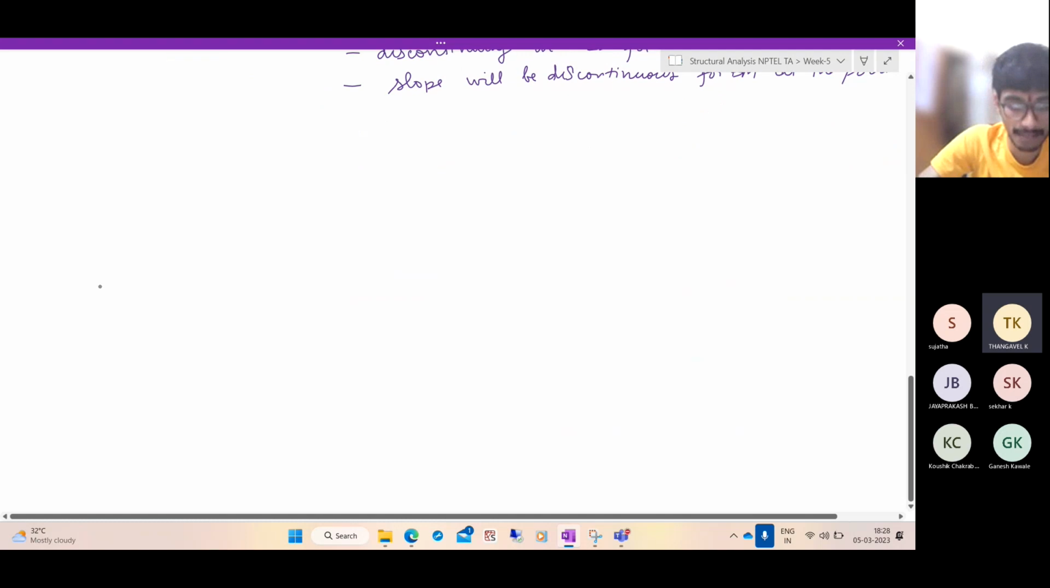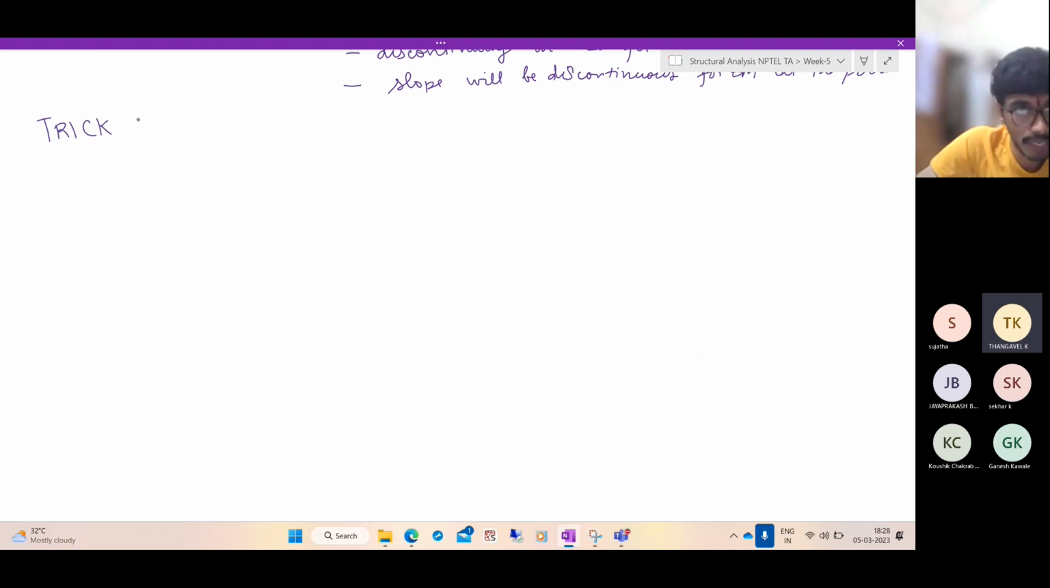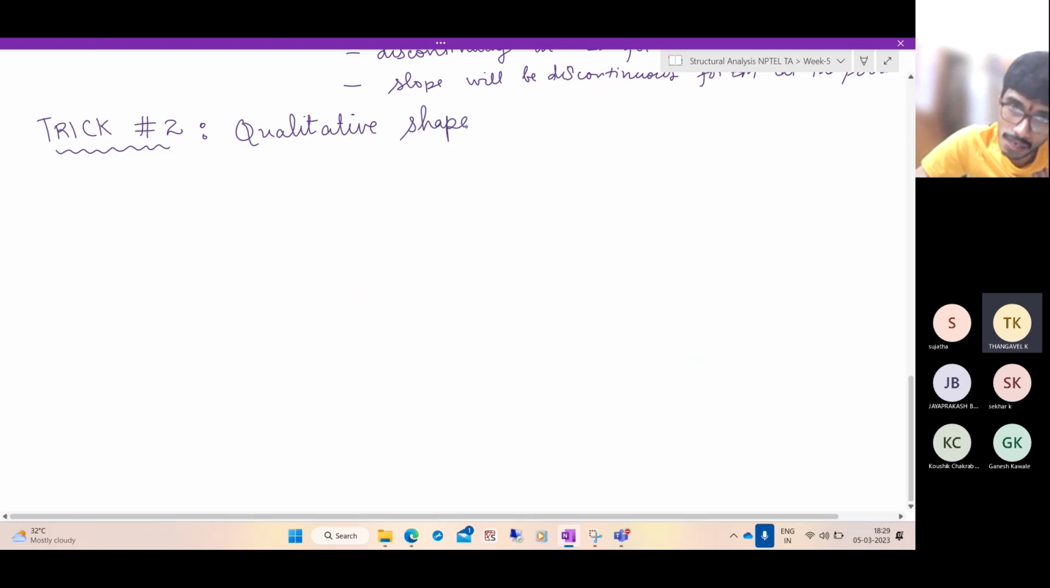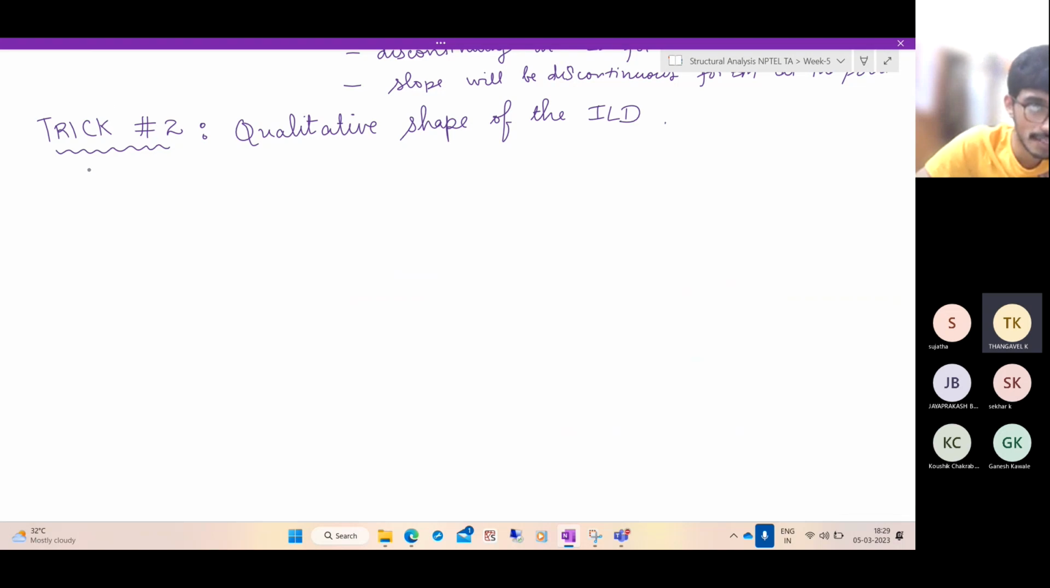Now, what is the second trick? It's a very, very useful trick. Before doing any computations, this helps you find the qualitative shape of the influence line diagram. So what is qualitative? You don't know the values as such, but you know the shape, right?